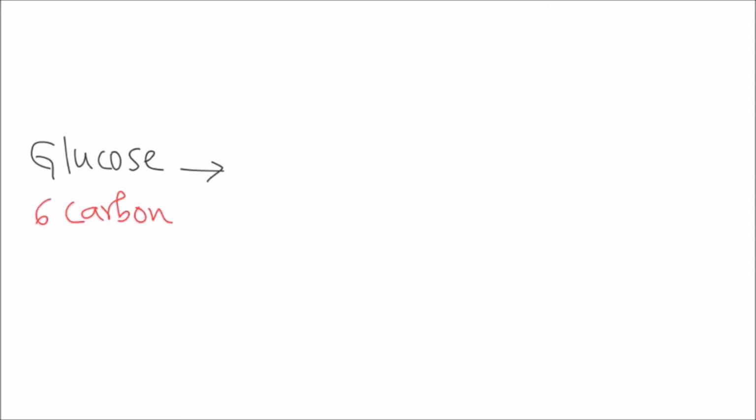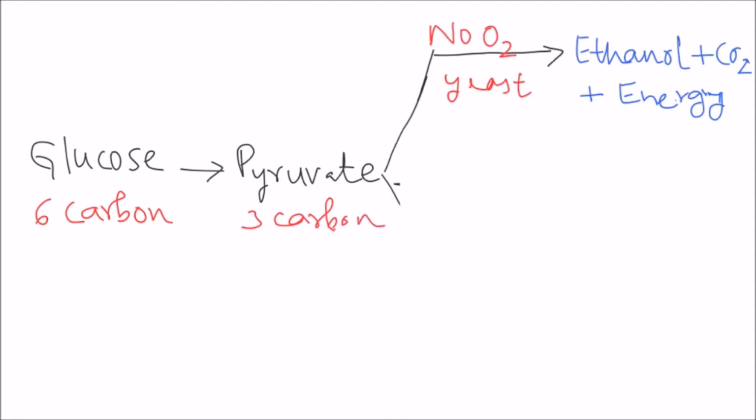Glucose, which is a 6-carbon molecule, is first broken down into 3-carbon molecules called pyruvate. This 3-carbon molecule called pyruvate is converted into ethanol and carbon dioxide and releases energy when there is no oxygen, which happens in yeast, and this process is called anaerobic respiration.